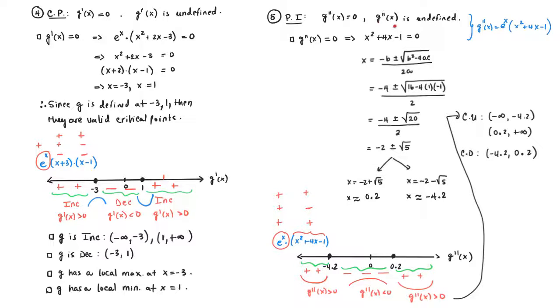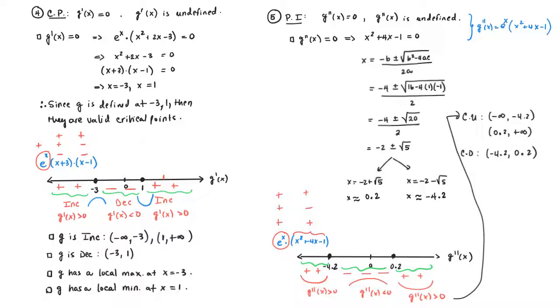Notice that the second derivative is never undefined. Never undefined because the second derivative is made up of e to the x, which is always continuous, and this quadratic, which is always continuous. So if we are going to have possible points of inflection, they are just going to come from setting the second derivative equal to 0. And we already found those values as 0.2 approximately and negative 4.2.